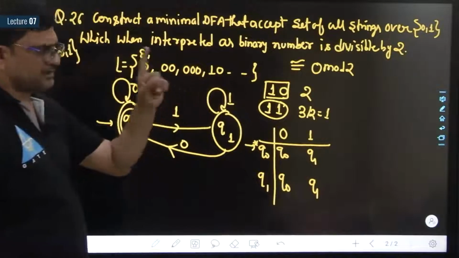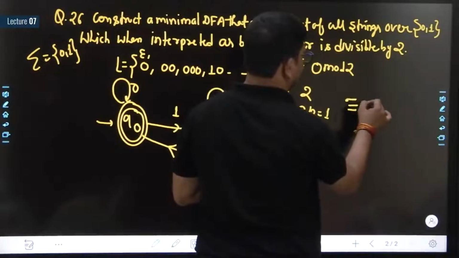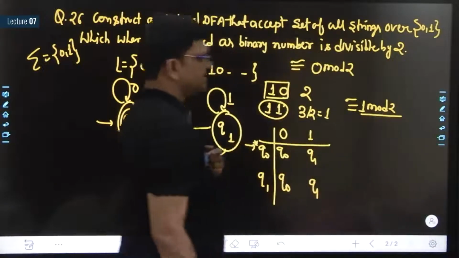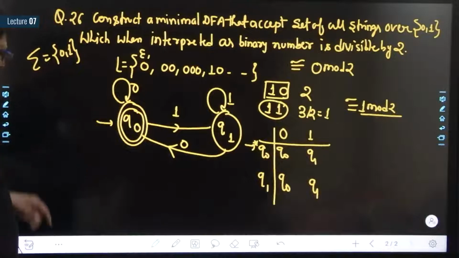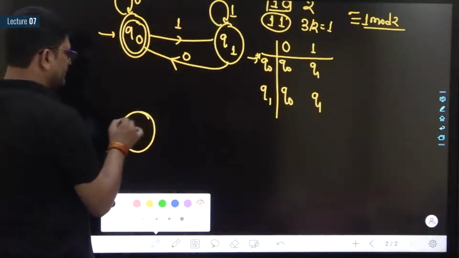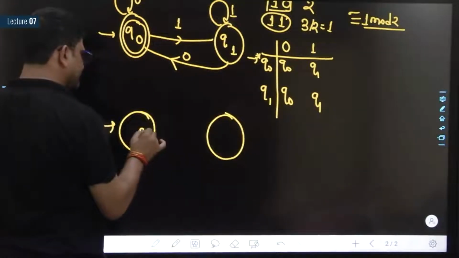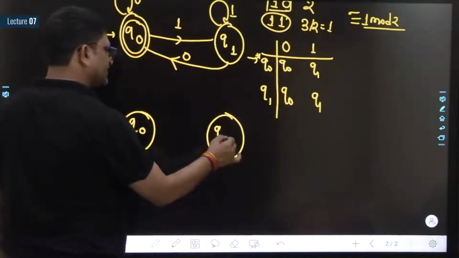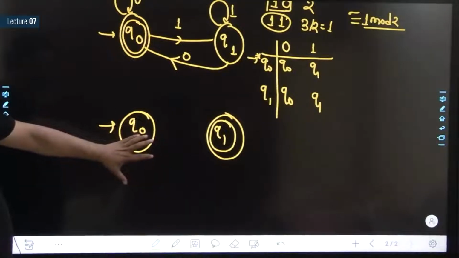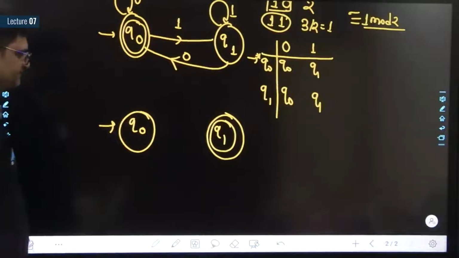We can make another question from this. Congruent to 1 mod 2. When we divide a binary string by 2, the remainder is 1. What is the difference between this DFA and this DFA? This is the remainder 0. This is the remainder 1. This is the final state. In this DFA, epsilon is not considered in the language.